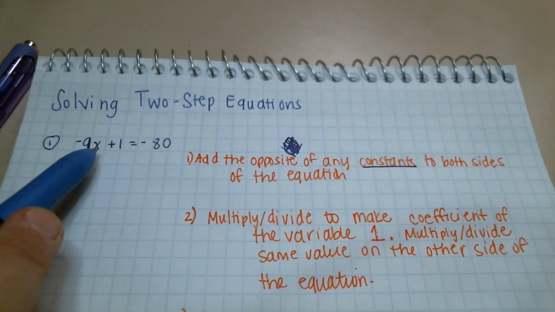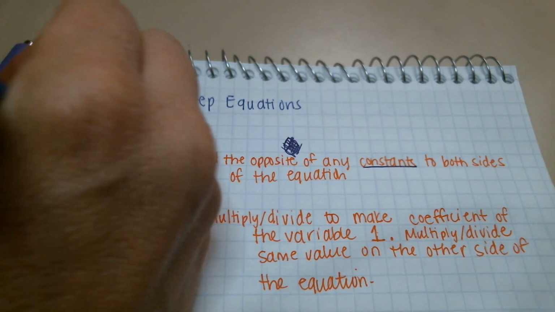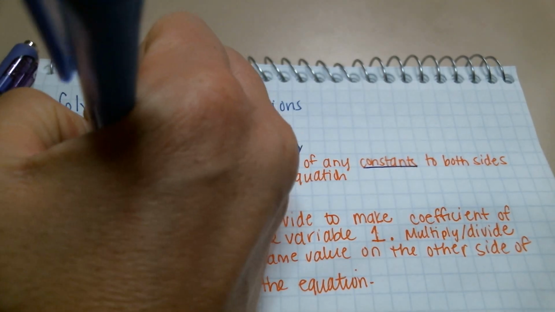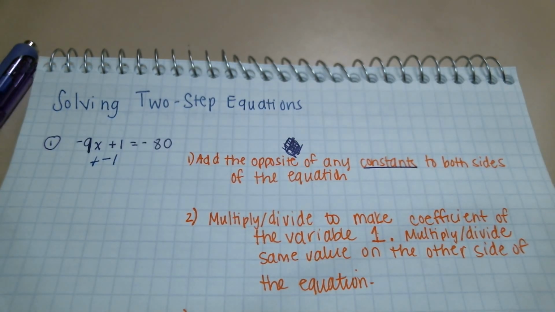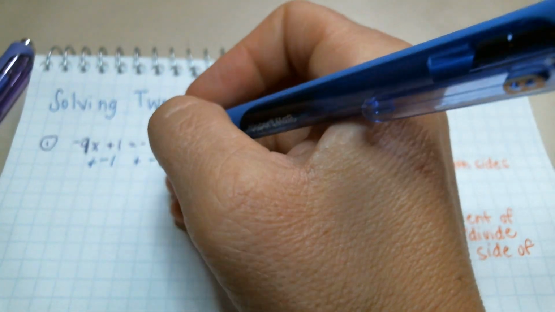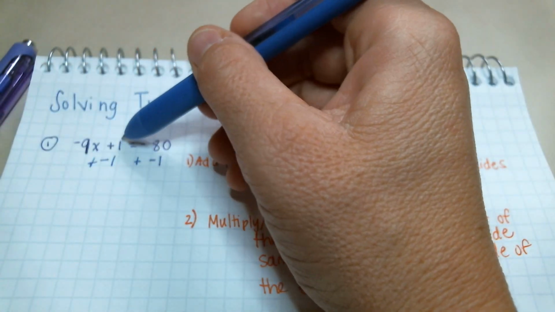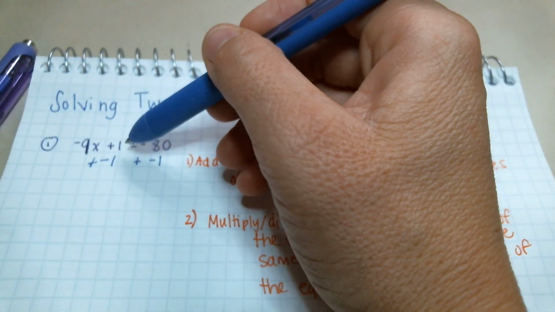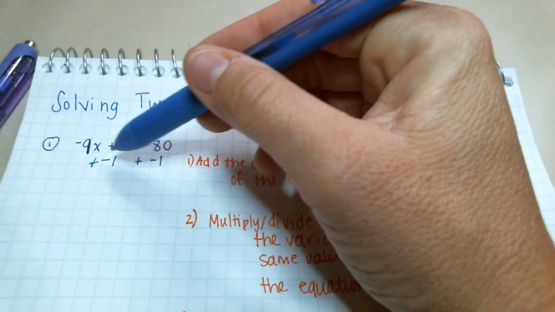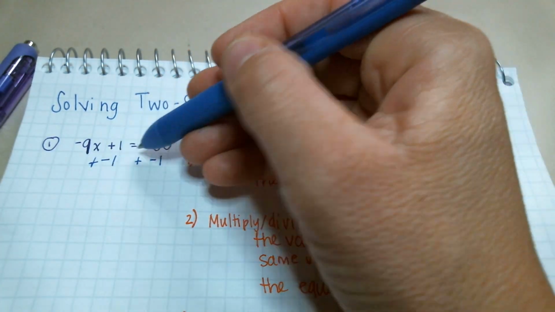So right now my constant is 1. I'm going to add the opposite of 1. The opposite of 1 is -1, so I'm going to add -1 to the left side of my equation. I'm going to add -1 to the right side of my equation. Now why do I do that? Well, I want this constant to become 0. And I can keep my equation equal as long as I add the same value to both sides.